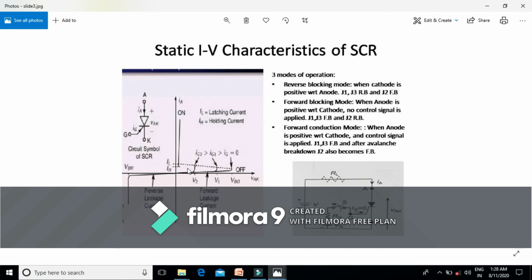That means we have two currents associated. This latching current is associated with the on state. It is the minimum amount of anode current that the SCR must attain for turning on the SCR, even if the gate signal is removed. And this holding current is the minimum value of the anode current below which it must fall for turning off the SCR.